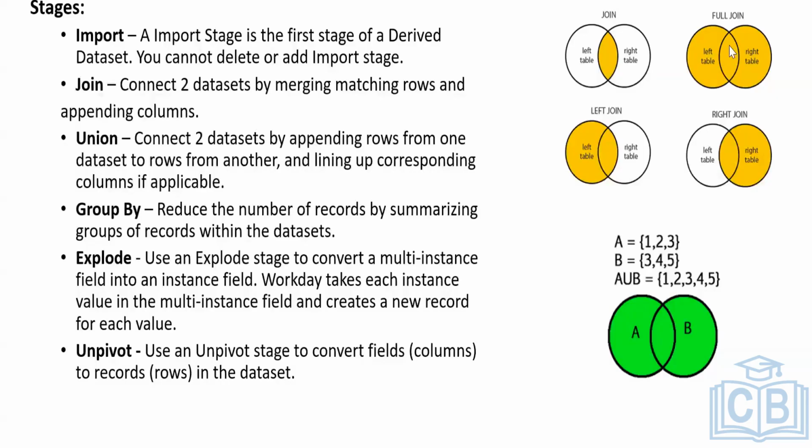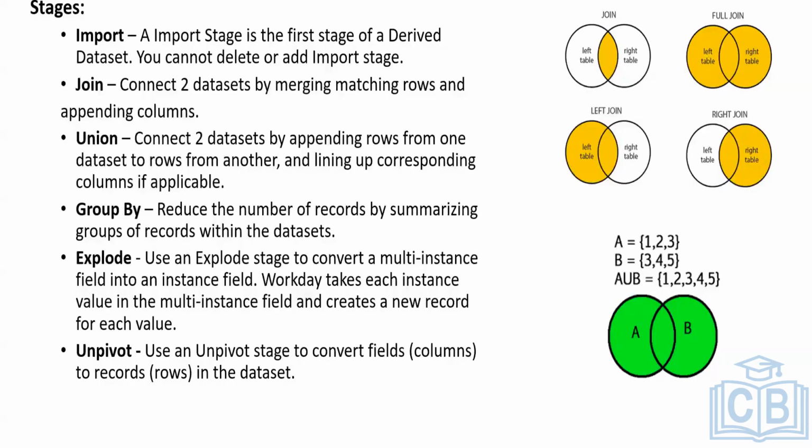Now the full join. In a full join, it will take all the rows and all the columns of both the datasets completely as a whole. It is kind of similar to union. We can say similar to union, not the same as union. Then comes the left join. Let's say we have one primary pipeline in which we are joining a secondary dataset.